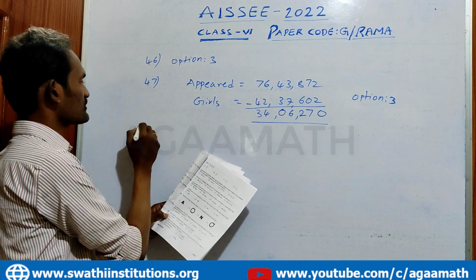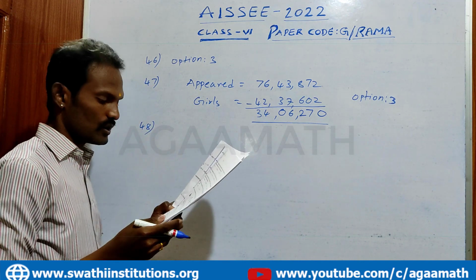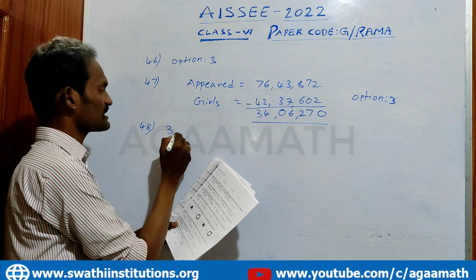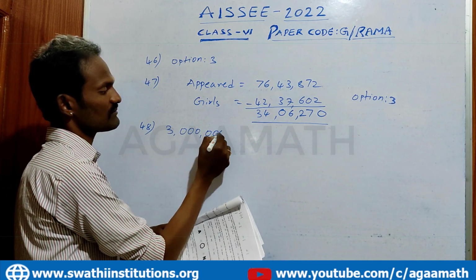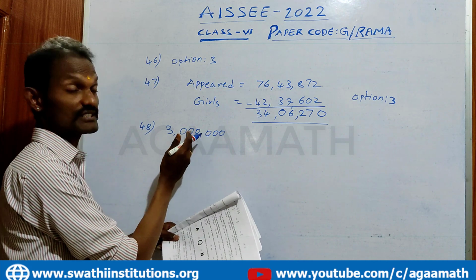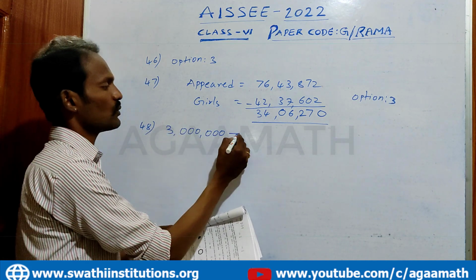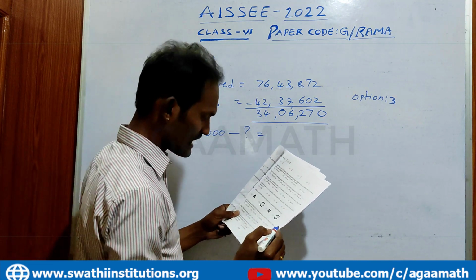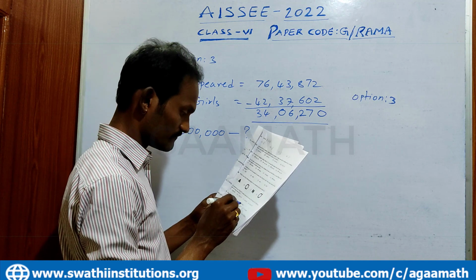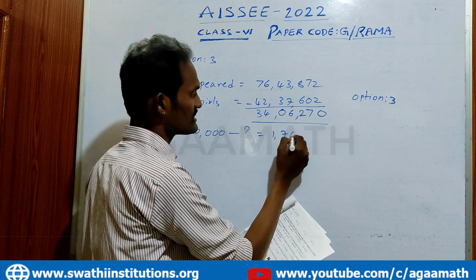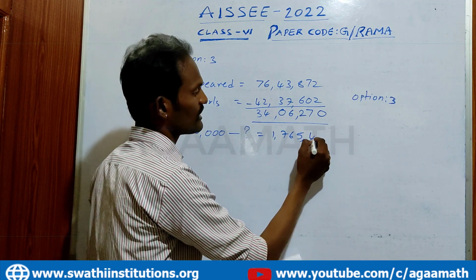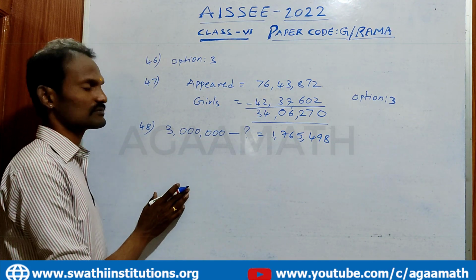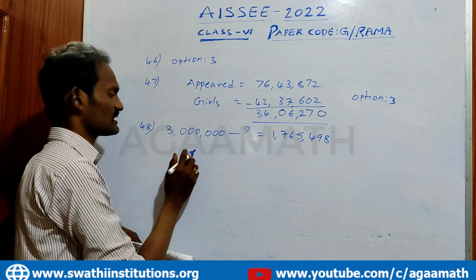Now let us come to question number 48. What should be subtracted from 3 million to get 1,765,498? So from 3 million means we know it has 6 zeros, very simple. Or else ones, tens, hundreds, thousands, ten thousands, lakhs, million. How to find that? What you have to do? Very simple. You just subtract.